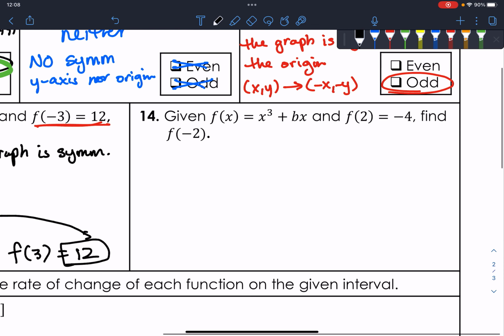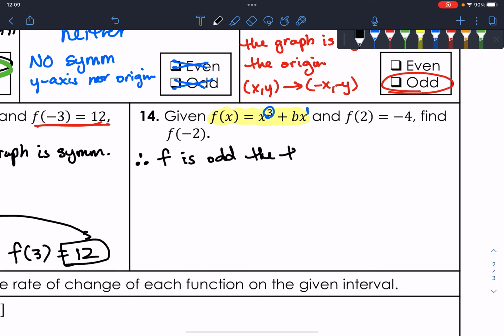So for number 14, similar situation. If we look at this function, we have to recognize that this is an odd function because, again, by that shortcut, we have x to the third power and we have x to the first power. They are both odd exponents, so this would be classified as an odd function. So because f is odd, then the graph is symmetrical across the origin.